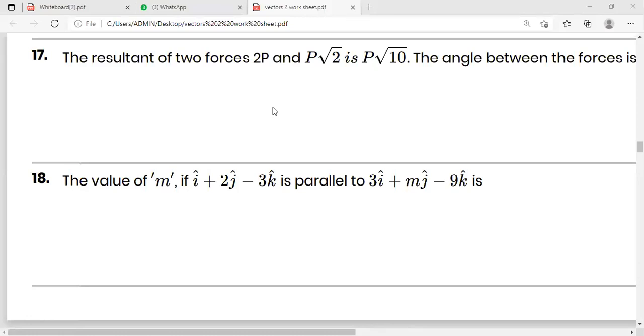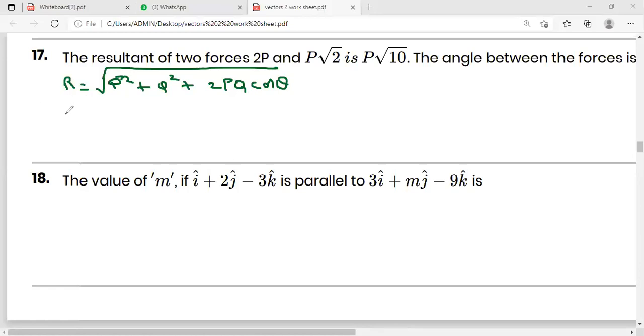The resultant of two forces, 2p and p root 2, is p root 10. The angle between the forces is? Again, I can use the similar formula according to the parallelogram law of vectors. What is the formula here? R equal to root over p square plus q square plus 2pq cos theta. This is the resultant of two vectors in terms of magnitude and angle.